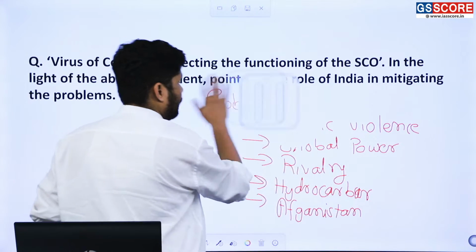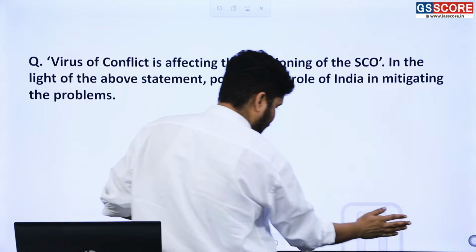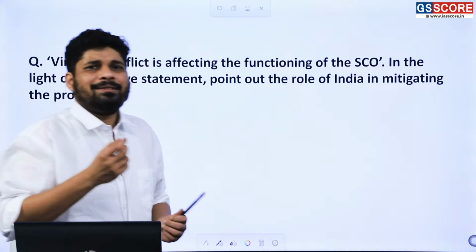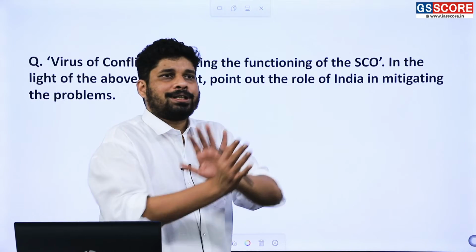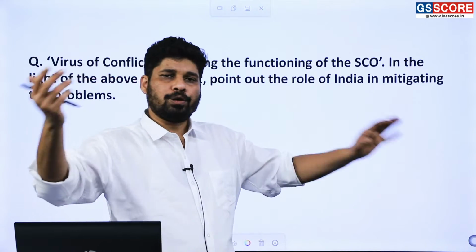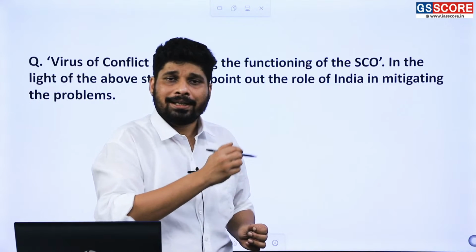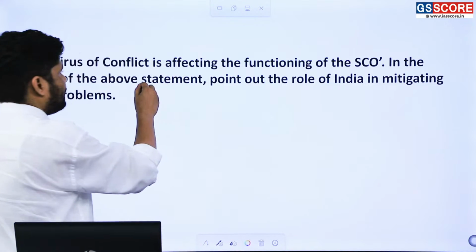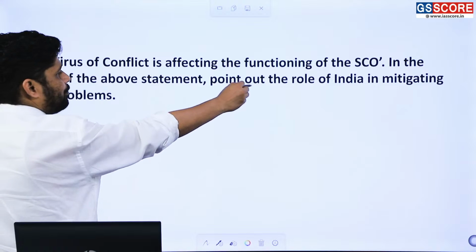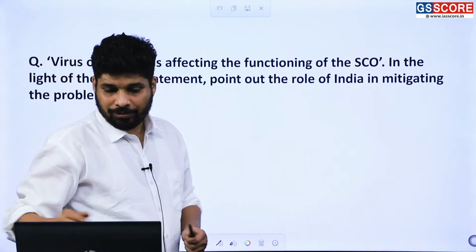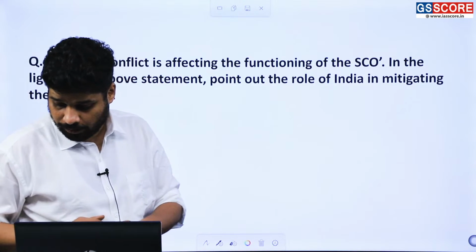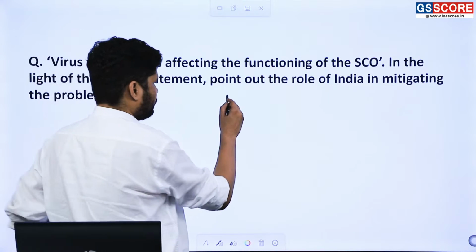So now how to deal with it? Okay, now we come to the second part of the question, which has to be written in a bit more detail. It has to be elaborated a bit. If you don't elaborate the first part, it will do, write pointers, a line or two, that will be more than enough. What we write now needs elaboration, because that is the focus of the question. Okay, they are asking to point out the role of India in mitigating the problems. So let's point out what all India can do.